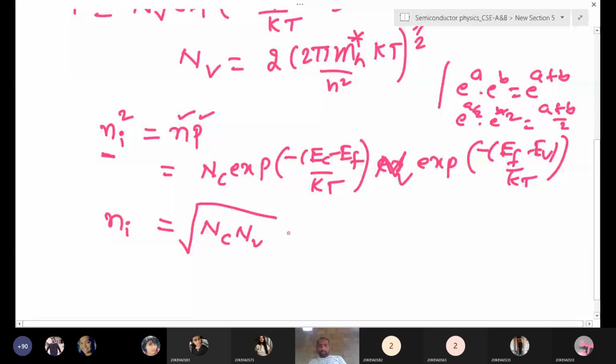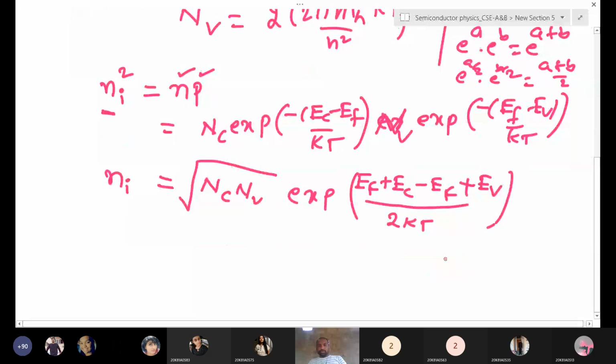Exponential of Ef plus Ec, this is the a term, and the b term again with Ef, in the denominator 2kT, right? Is it okay? Here the square is there, I am sending it to the right hand side. That is nothing I am doing, we are just adding these terms. At this moment you keep it like this.